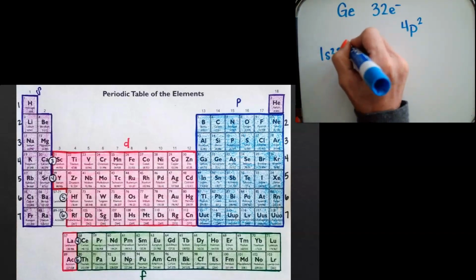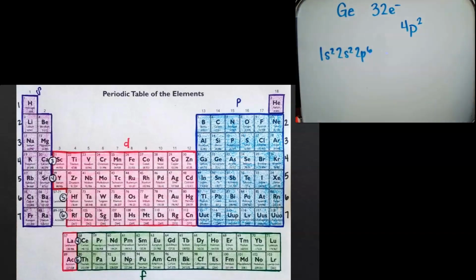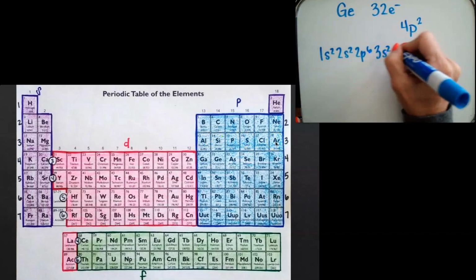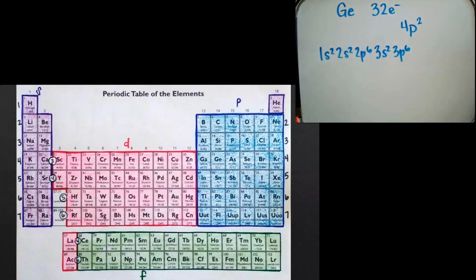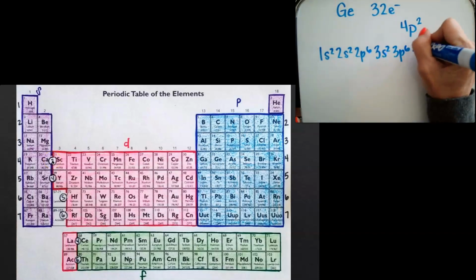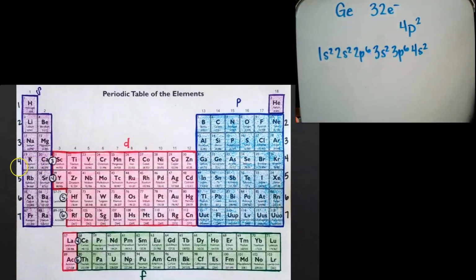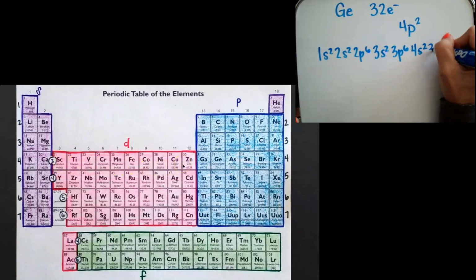1s2, 2s2, 2p6. Remember, I'm reading across. 1s2, 2s2, 2p6, 3s2, 3p6, 4s2, and then we go to 3d10. That's a little new for us. And we end at 4p2.